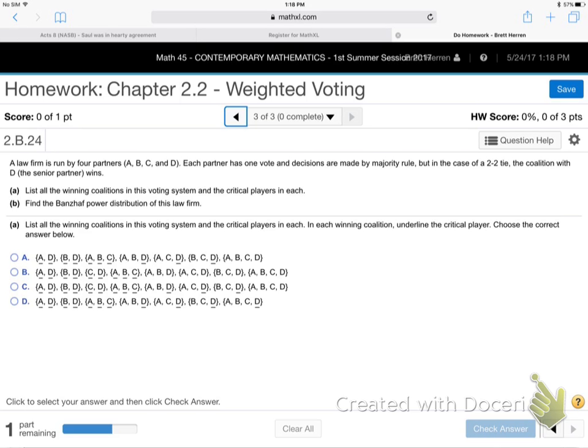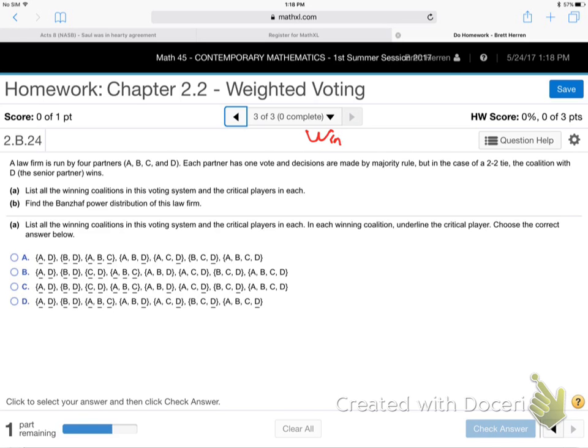Well, whichever group has the senior partner, D, they win. So that's the tie-breaking rule. If it's a 2-2 tie, whoever has D wins. Otherwise, it's just majority: 3-1, 4-0, it's majority. Unless it's a tie, the tiebreaker rule is D's team wins. He's the senior partner.